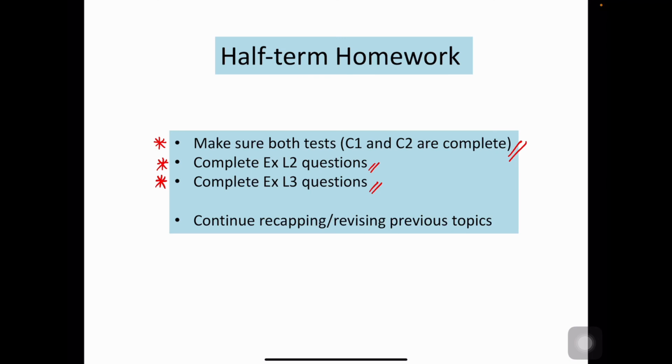Please also make sure you are continuing to do your independent learning, continuing to recap and revise previous topics as well. Please make sure you speak to me if you require any help, if you have any questions, any concerns, and please make sure you do the work for today's lesson.